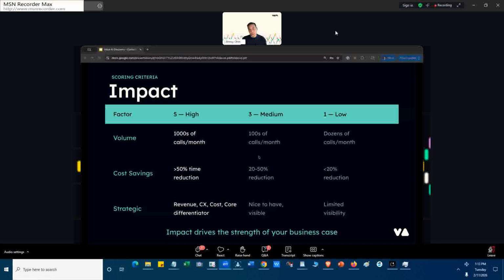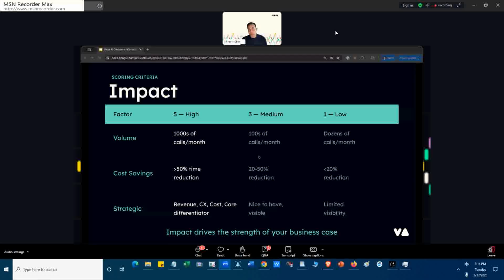Now, something to keep in mind with volumes is that it tends to be very relative to your customer and to company. If you're selling to a very large enterprise and they have thousands of calls per month, maybe that's not high volume for that use case for that company. But if you're selling to like an SMB, then maybe it is. And so something to keep in mind as well, that how you score this is also relative to you and to your customer. The second thing you might want to look at is cost savings. Like, can you cut handling time by a certain percent? If you can, then that's great. If you can't, then that's not as good.